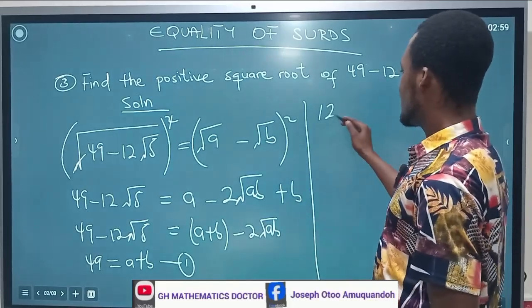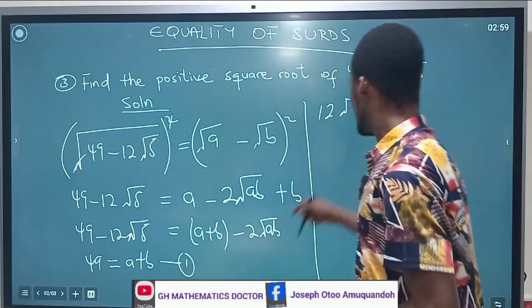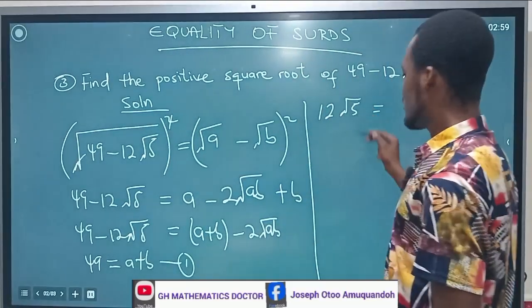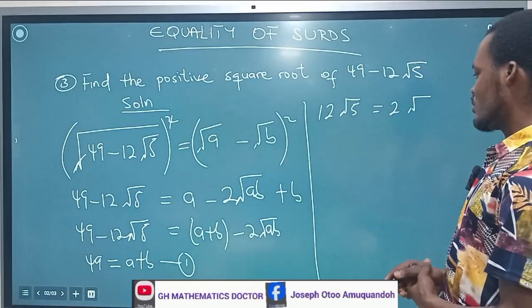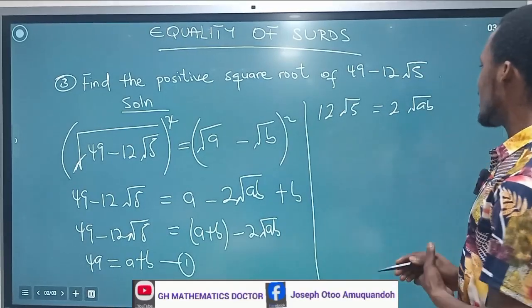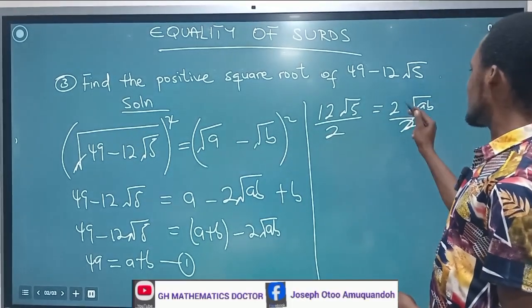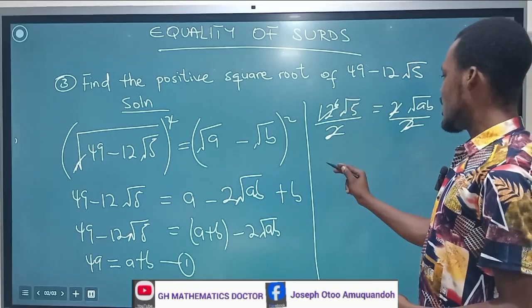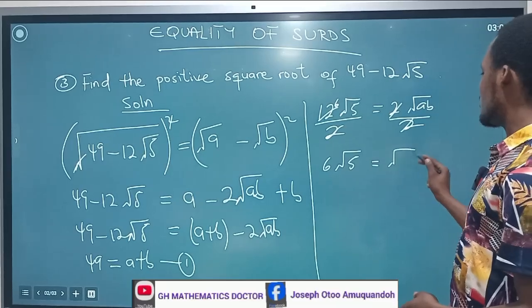So only take 12 root 5 and equate this to the corresponding term at the right hand side, which is 2 root ab. For it to be easy, divide both sides by 2 to simplify. This will give you 6. Now we have 6 root 5 equal to root ab.